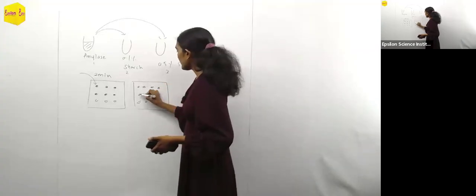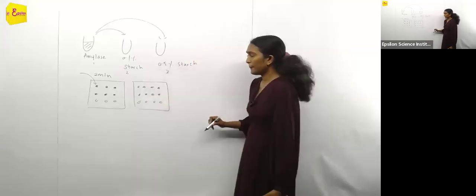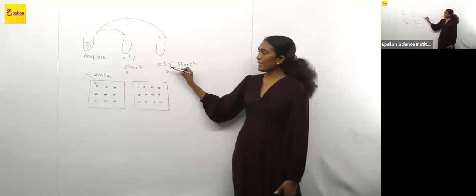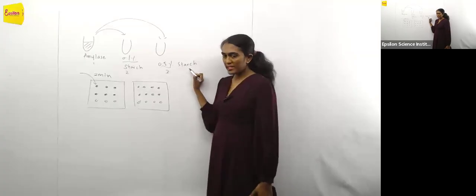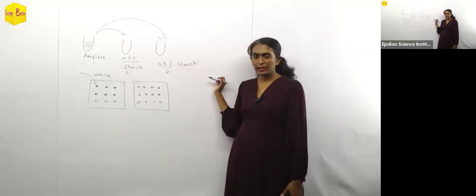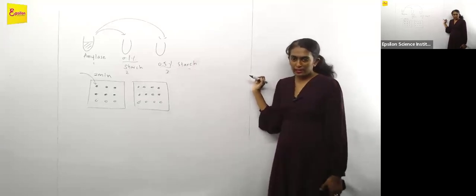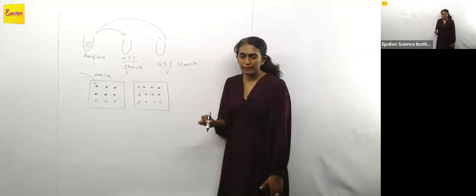Now you should think which one would stop early? Which is having high concentration? This one or this one? This one is having high concentration. So the one which has high concentration will take longer time to finish the reaction, isn't it? Then you can identify which one had 0.5% and which one had 0.1%.